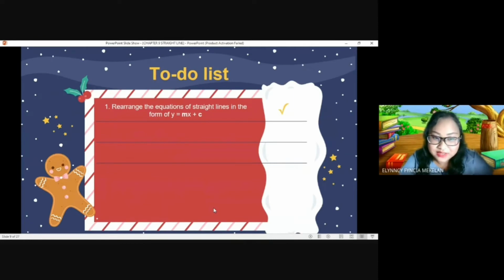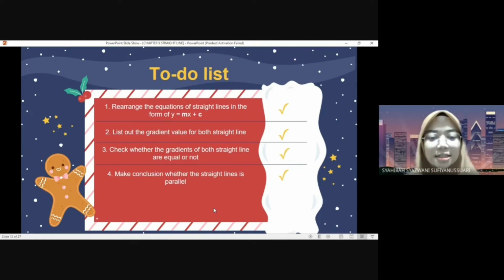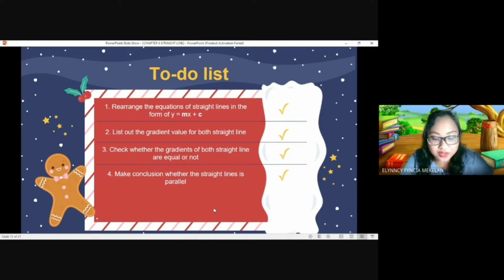So, the first step is we need to rearrange the equation of straight line in the form of y equal to mx plus c. The second step is we need to list out the gradient value for both straight lines. The third step, we need to check whether the gradients of both straight lines are equal or not. And the last step, we need to make conclusion whether the straight lines are parallel. Do you have any question? So far, so good. Okay, if you don't have any question, we proceed to the example.